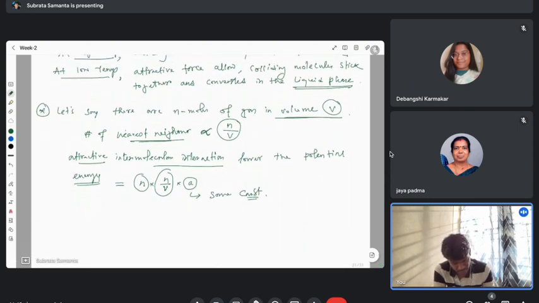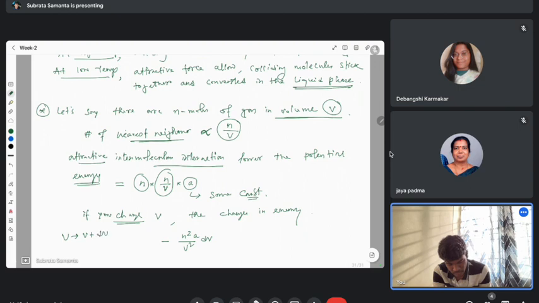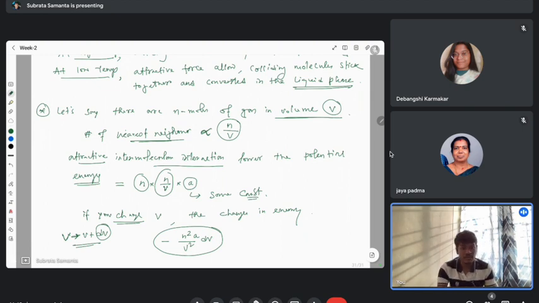Now, if we change the volume V, the change in this energy is minus n square by V square, just the derivative. If you change the volume from V to V plus dV, then due to this dV the energy changes by this amount: n square by V square dV.